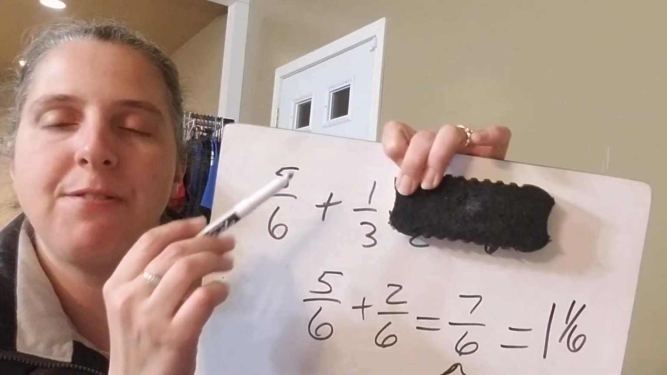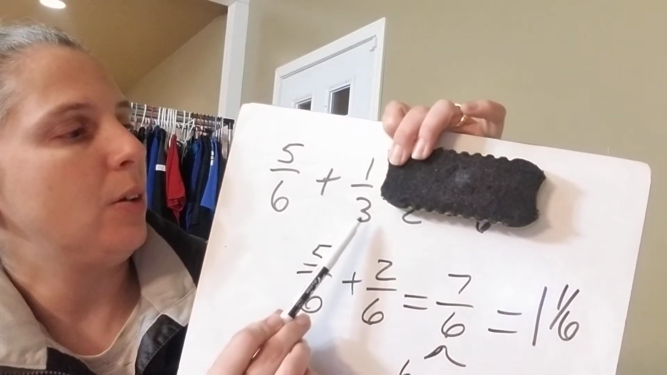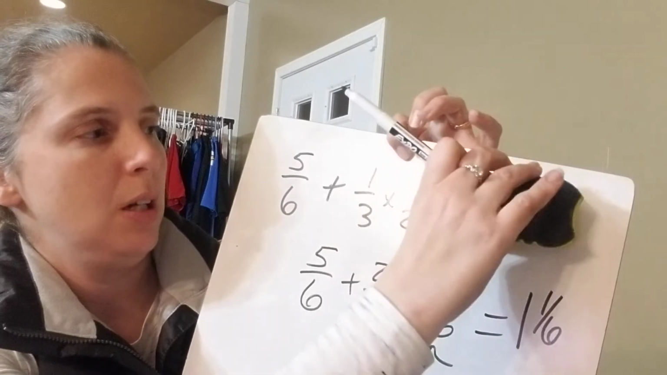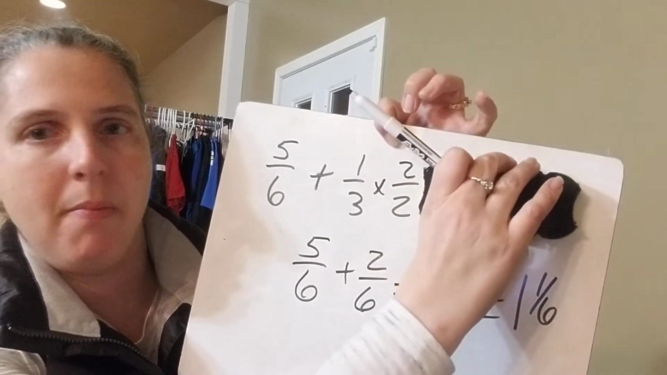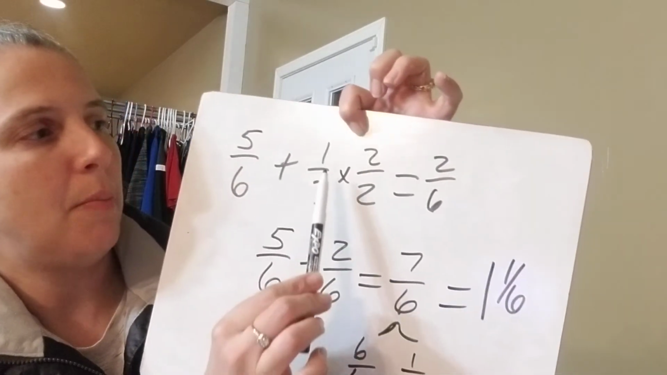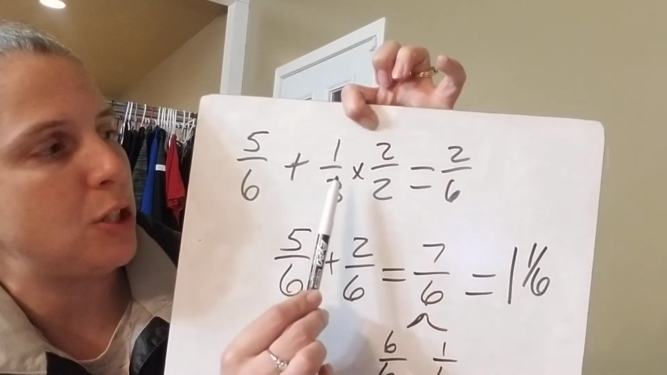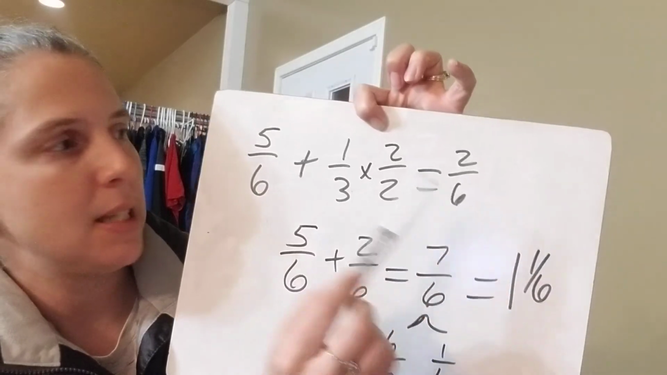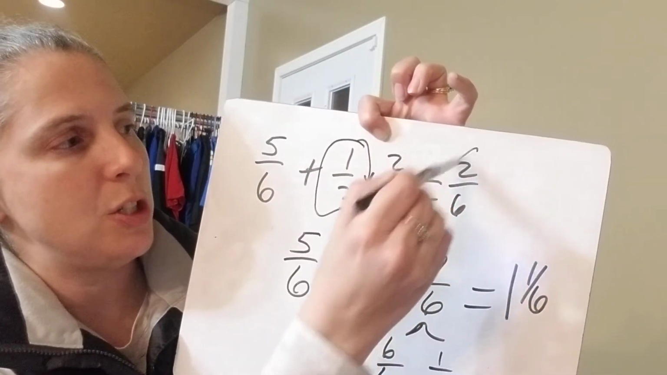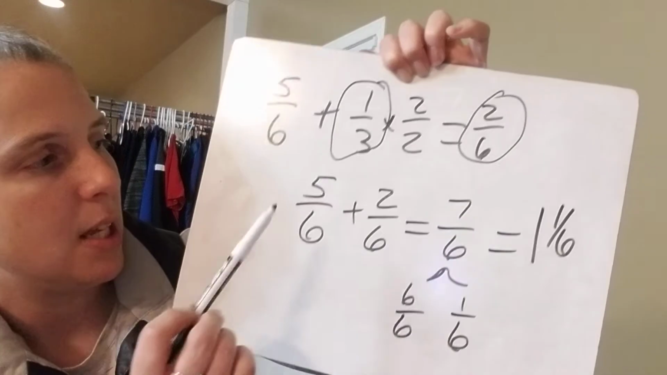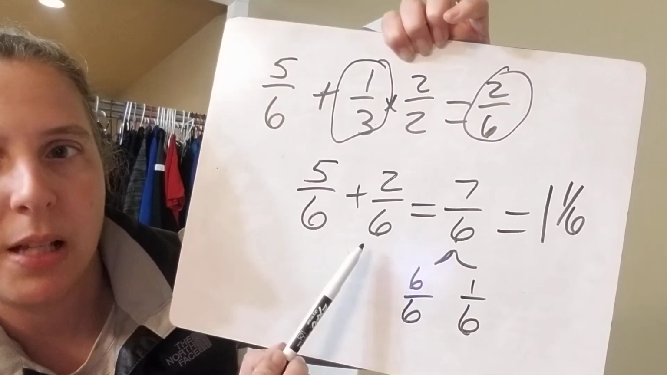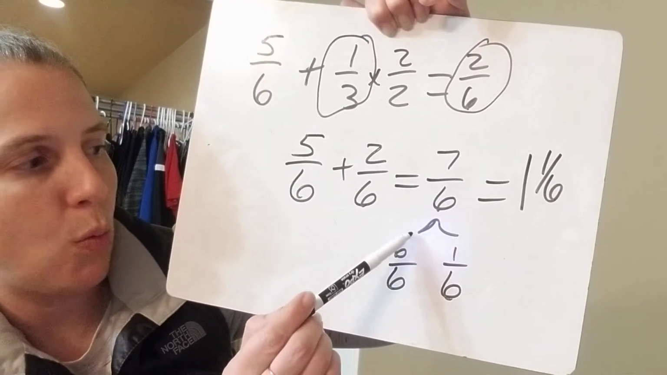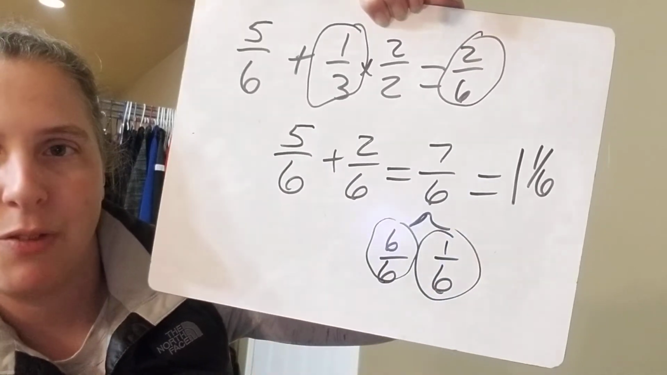All right, you had 5/6 plus 1/3. You can look and say, hey, 3 can make 6. 3 times 2 equals 6. So I'm going to make an equivalent fraction with that. Multiply both my numerator and denominator by 2. 1 times 2 is 2. 3 times 2 is 6. These two numbers, 1/3 and 2/6, are equivalent fractions. So now I'm adding 5/6 plus 2/6 equals 7/6. Use my number bond. That makes 1 with 1/6 left over.